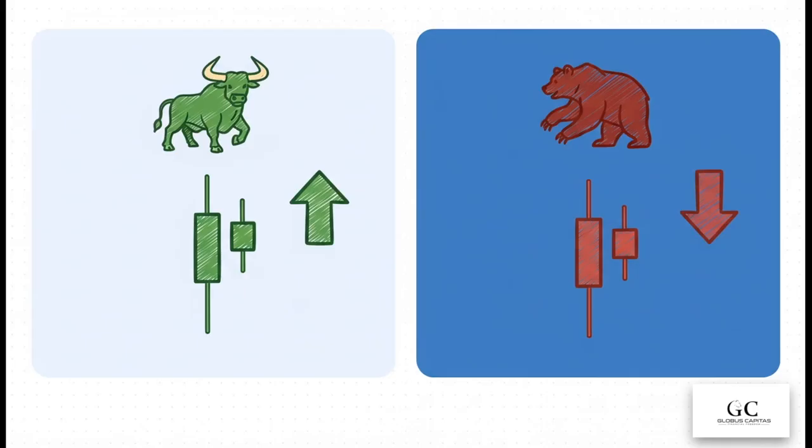The first and most obvious clue is the color. It's super simple, but incredibly powerful. If a candle is green, it means the price closed higher than it opened. The buyers, we call them the bulls, won that round. If it's red, well, the price closed lower than it opened. The sellers, or the bears, were in charge.